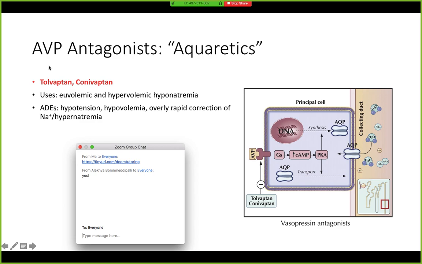Okay, so two of your AVP, or arginine vasopressin, antagonists are going to be tolvaptan and conivaptan. Basically what's going on here is these two drugs are blocking the binding of ADH to the V2 receptor. So water is not reabsorbed because the amount of cyclic AMP is decreased, and you don't get the insertion of the aquaporin channels.